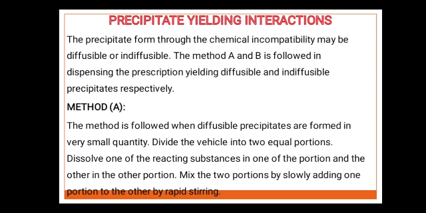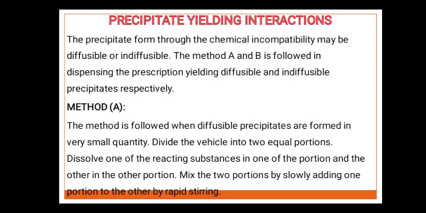Divide the vehicle into two equal portions. Means, if we are preparing a pharmaceutical product of finished formulation of 100 ml, at that time we have to divide the vehicle into two parts, half the quantity of the vehicle in each part. Then dissolve one of the reacting substances in one portion. Means, of the two reacting substances, one should be dissolved in one portion of the vehicle, and the second reacting substance should be dissolved in the second portion of the vehicle.